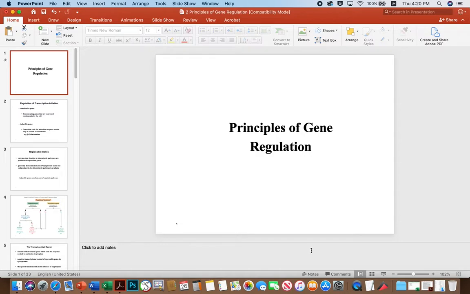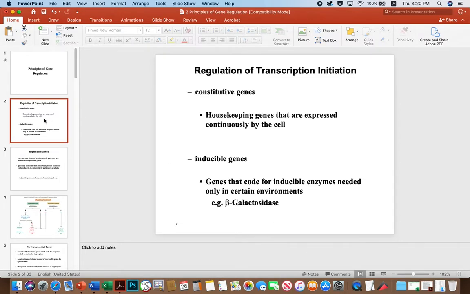Principles of gene regulation. Two important concepts in the regulation of transcription initiation are constitutive genes versus inducible genes. In constitutive genes, they're typically on all the time. They're typically the housekeeping genes that are expressed continuously by the cell. So you can imagine things like ribosomal RNAs that are needed all the time to make ribosomes, for example.